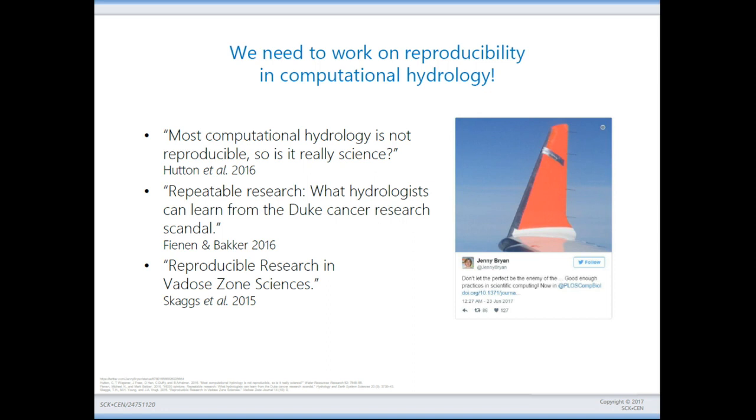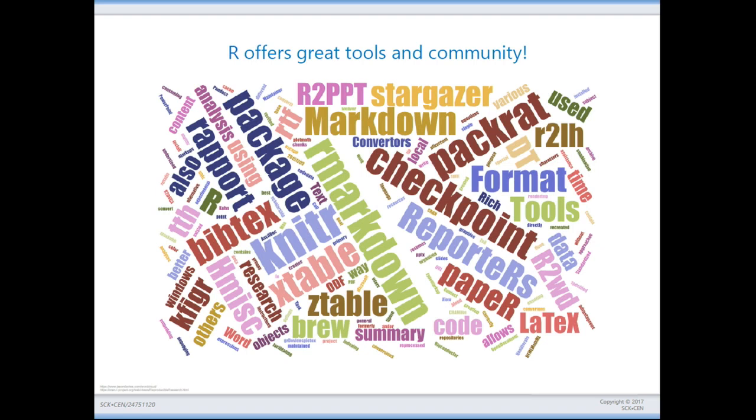So we're going to look at this from the perspective of reproducible research. To illustrate the problem there, just have a look at the first journal paper title I'm listing here. Most computational hydrology is not reproducible, so is it really science? So clearly we have some issues in subsurface hydrology or in computational hydrology.